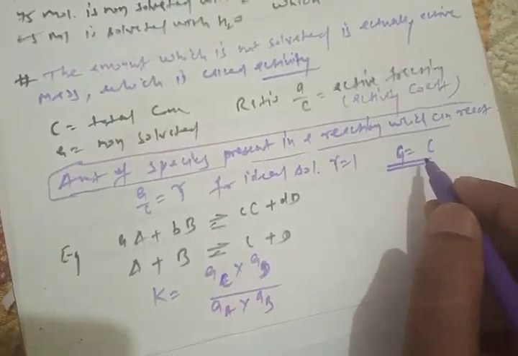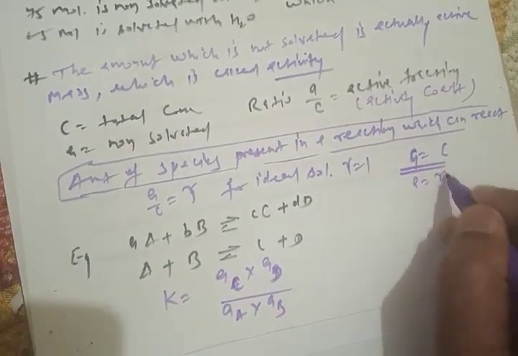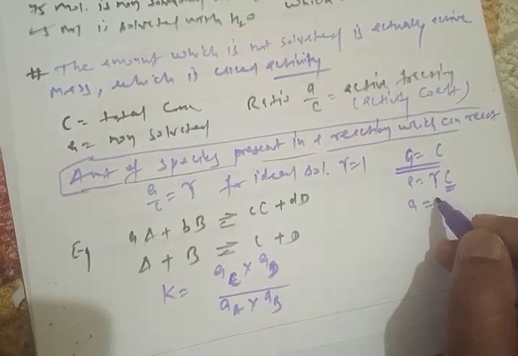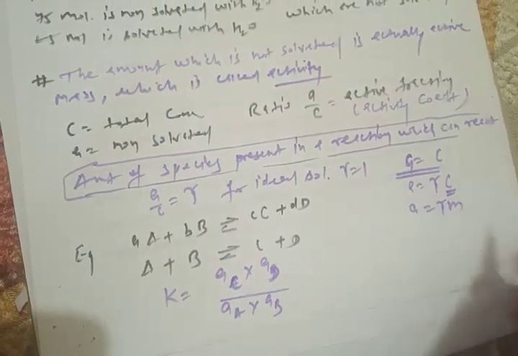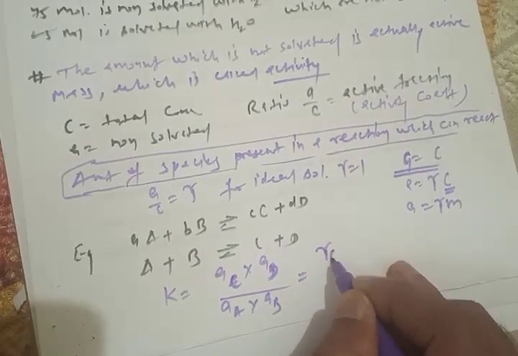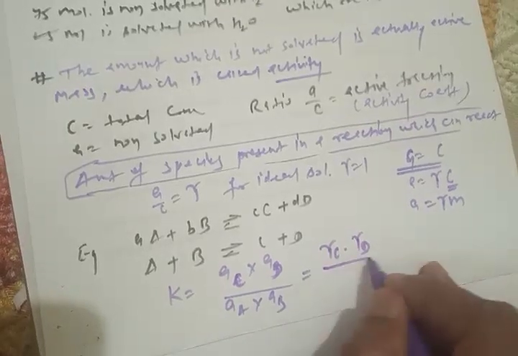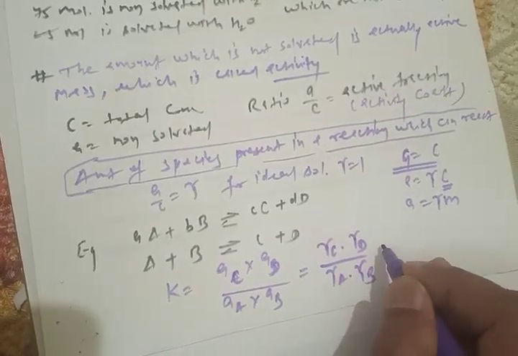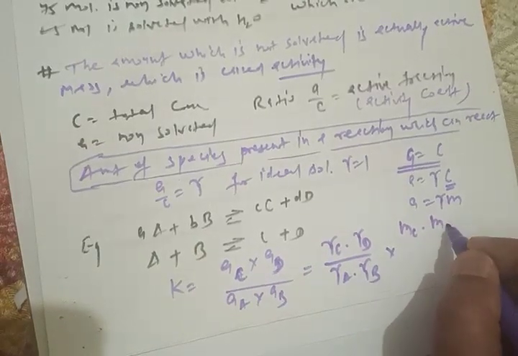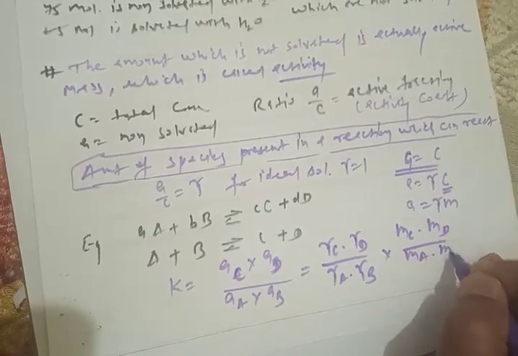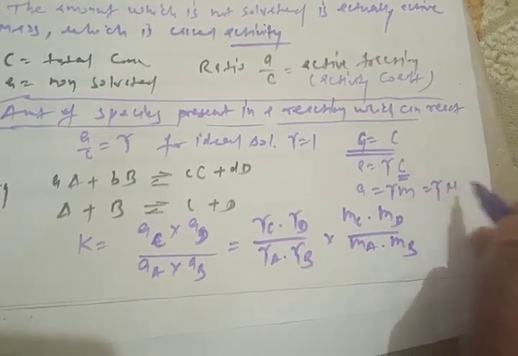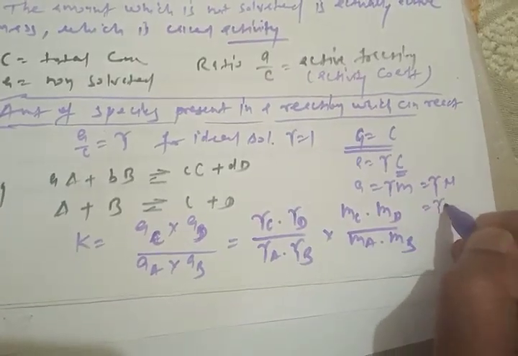And we know that activity is gamma C also. Gamma is the activity coefficient, and C you can take in any unit. If you are taking molarity or normality, whatever you are taking, if you are taking the molality, suppose small m, you will write like this: gamma C into gamma D upon gamma A, gamma B, with the molality of C, D, A and B. You can take the normality also. If you take normality, this will look like this. If you take molarity, this will look like this. So you need to change only here.